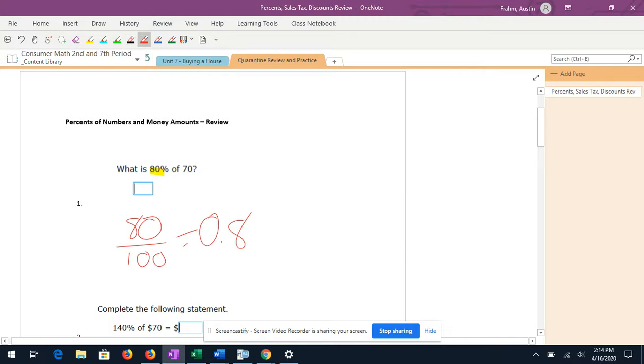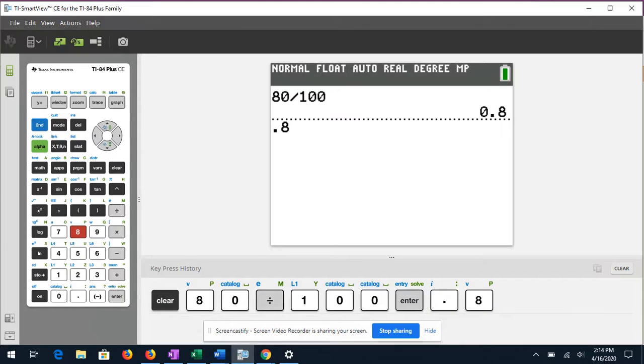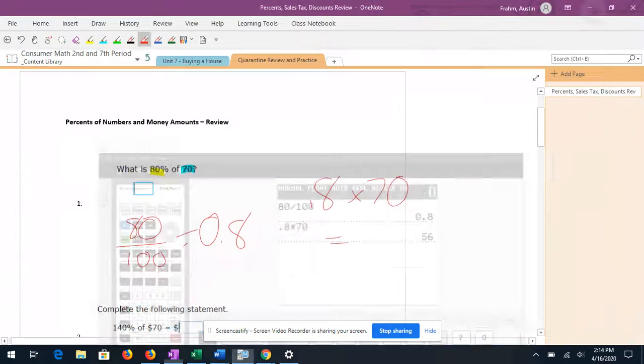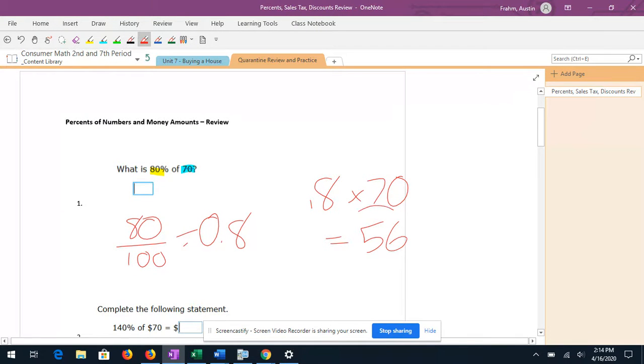After that, we would take that decimal and multiply it by the other number they give us, 70. So I would take 0.8, multiply it by 70, and that would get us our answer. So 0.8 times 70 would get us an answer of 56. So 56 is 80% of 70. So that is one possible way that you could solve a problem like this.